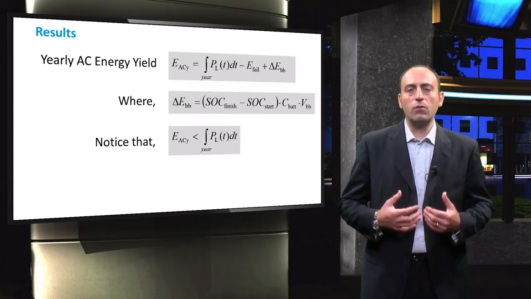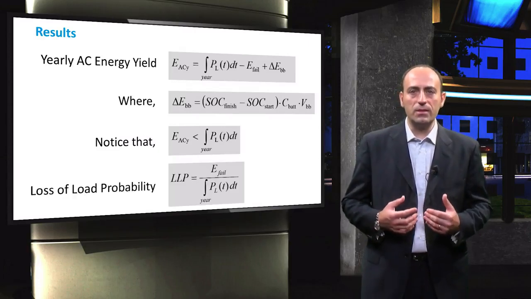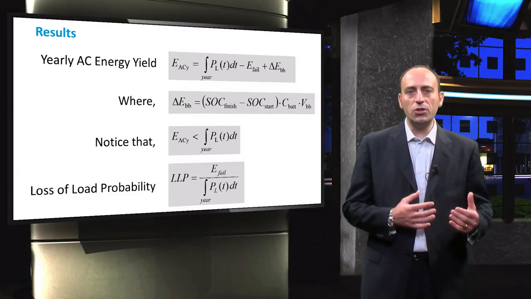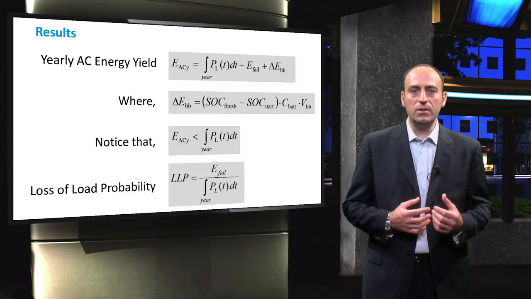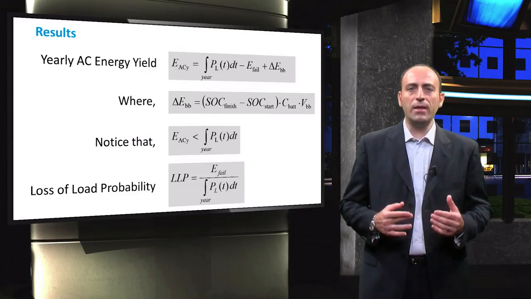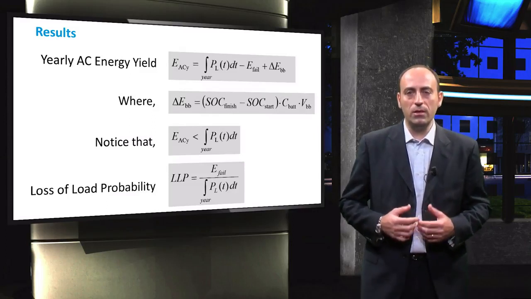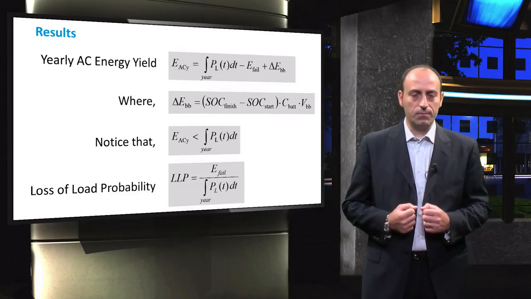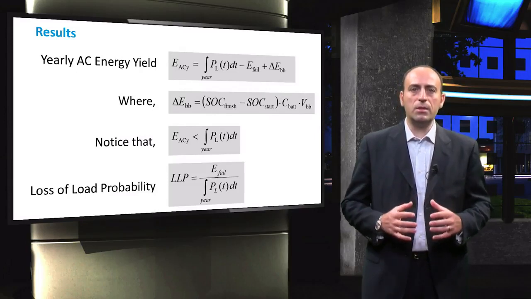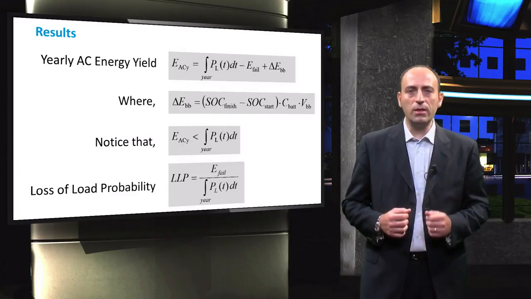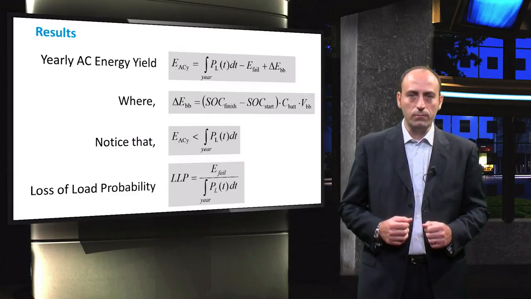Thus, the loss of load probability for the PV system is calculated next. As you know, it is defined as the ratio between the energy that the PV system fails to deliver to the loads and the total energy requirement of the loads. By calculating the value of loss of load probability for the PV system, the level of autonomy achieved can be analyzed. Moreover, the PV system design can be evaluated before approval by looking at the calculated loss of load probability.